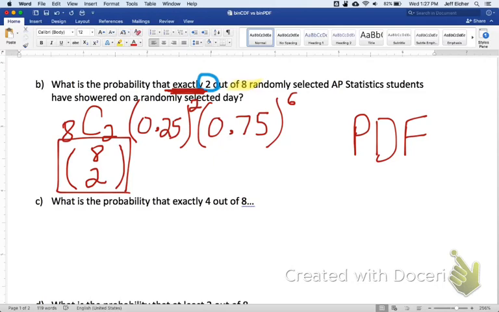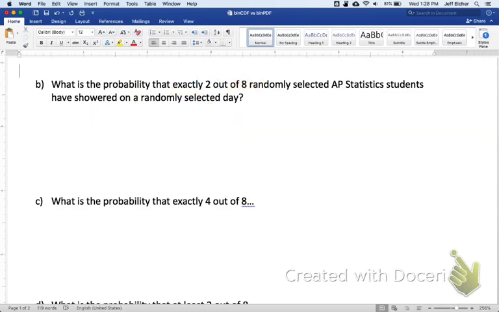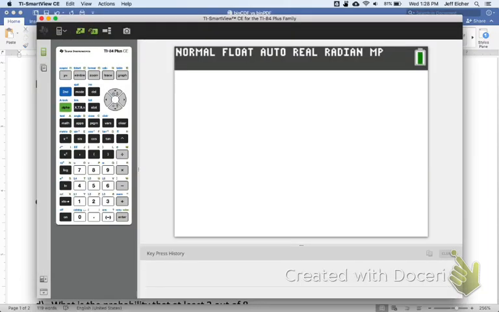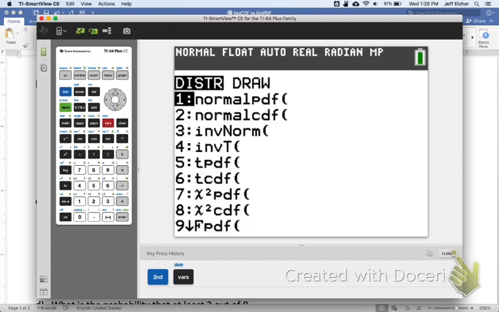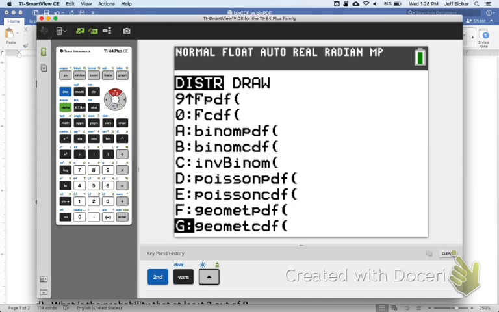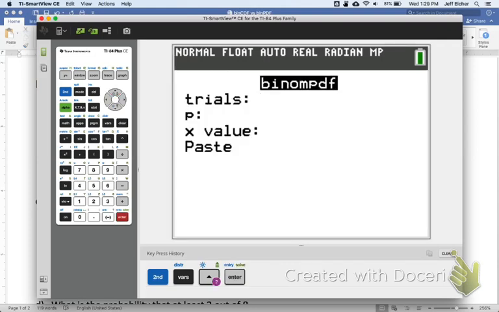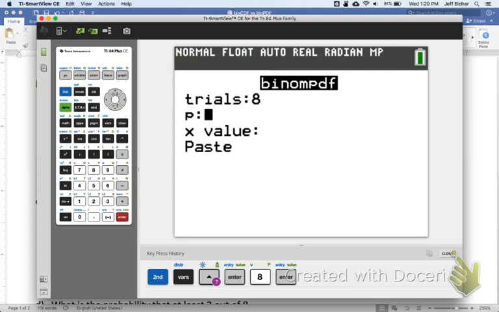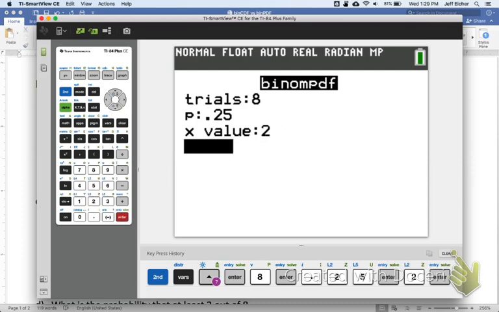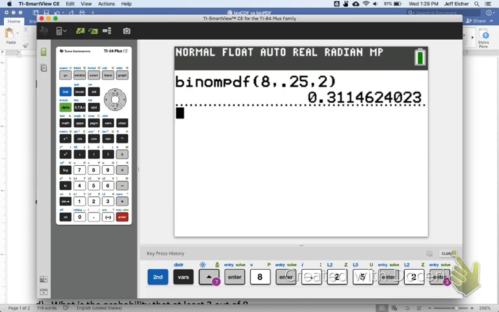So let's transition over to my handy-dandy calculator here. We'd have 2nd, and if you look at the very bottom of the screen, this key press history, you can see what buttons I'm pushing if you miss something. 2nd Vars, I'm going to hit the up arrow to find BinomPDF since it's exactly 2. Hit enter. Number of trials, there are 8 students that we randomly select. Our probability of success is 0.25, and our x value is the number we're looking for, exactly 2 out of 8. Paste that in, and there's your answer.